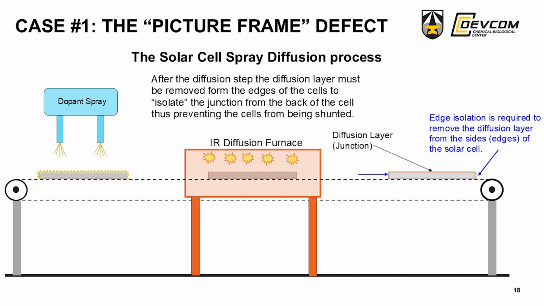So backing up one process step, before the edge isolation, this is the reason we needed to do the edge isolation. We're putting a diffusion layer down. We're going to make the junction on the solar cell, and it's a belt system. We spray a dopant, it goes through an IR furnace, and some of the dopant diffuses into the cell. I mean, very shallow, but that's our junction. But a side effect is some of that dopant wraps around the sides. That's the part we have to do in edge isolation. We have to clean that off, and that's what the plasma etch was doing.